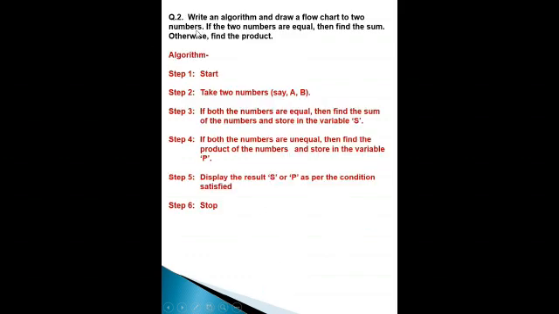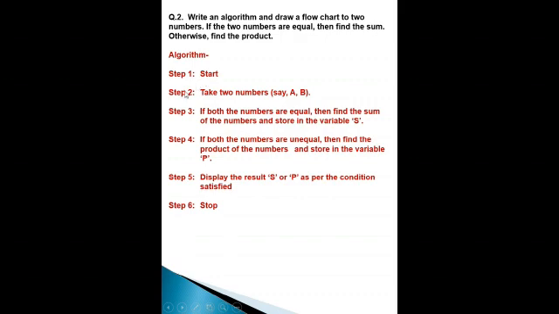Now the second question is: write an algorithm and draw a flowchart to take two numbers. If the two numbers are equal, then find the sum, otherwise find the product. If both the numbers are equal, then we will find the sum. If they are different, at that time we will find the product.